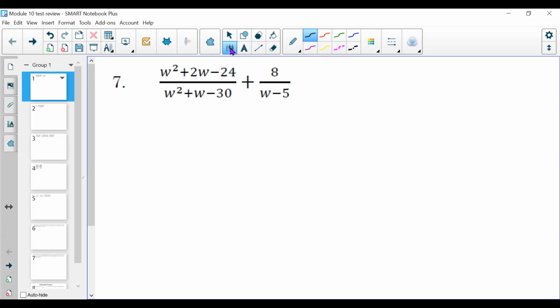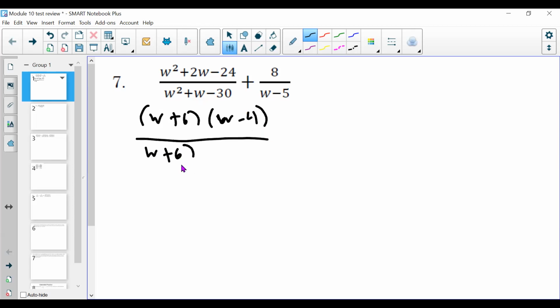So the top is going to factor out to W plus 6 and W minus 4. That's negative 24, and you get positive 2W for the middle. And the bottom is going to factor out to W plus 6 and W minus 5. All this plus 8 over W minus 5. That second one didn't need to be factored out, so we're good to go.